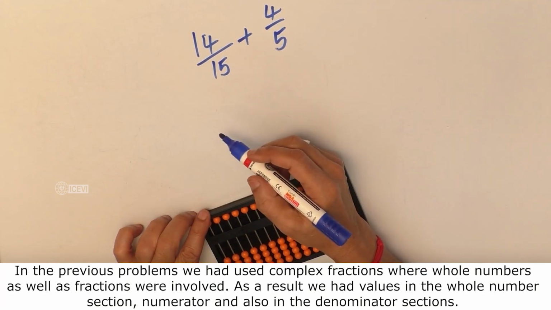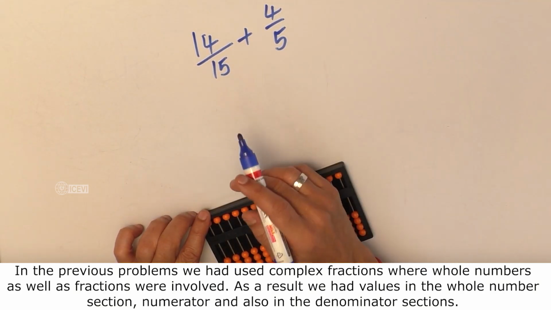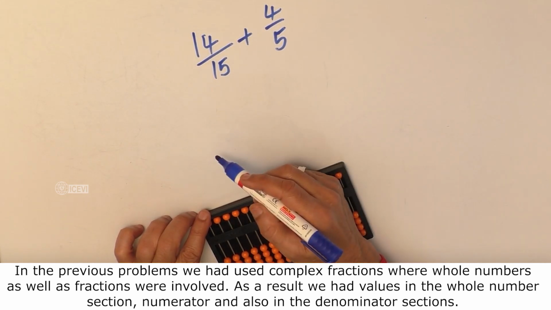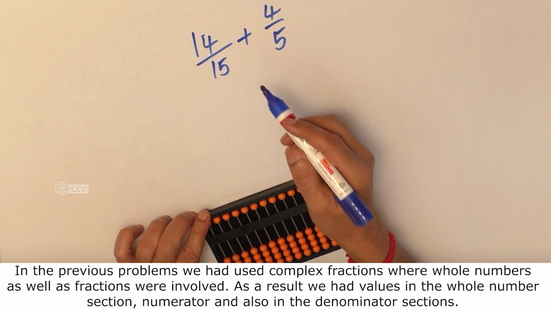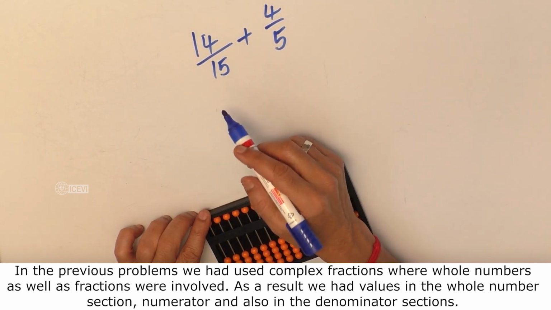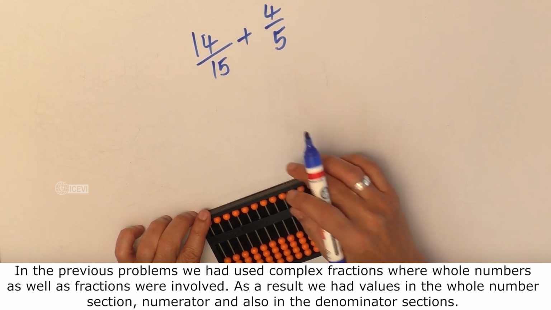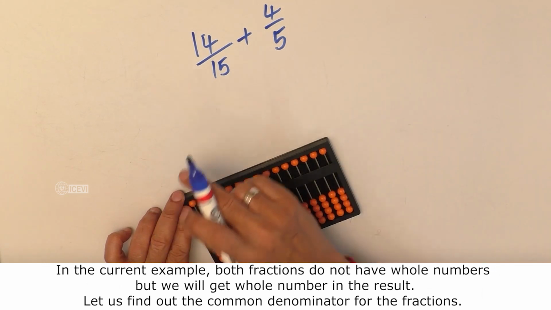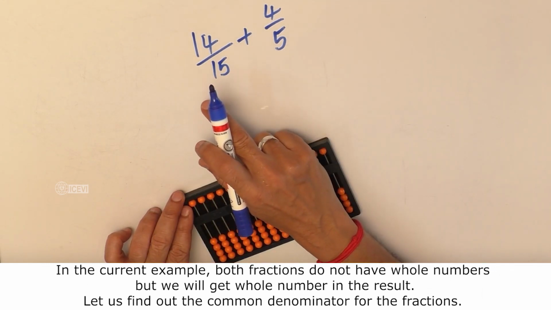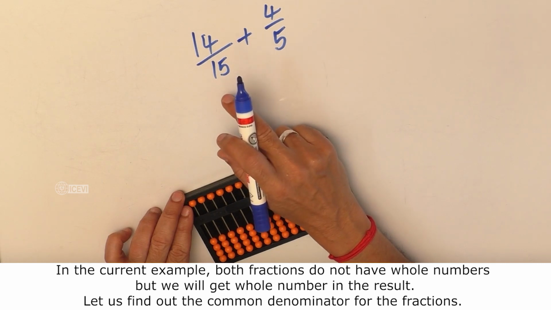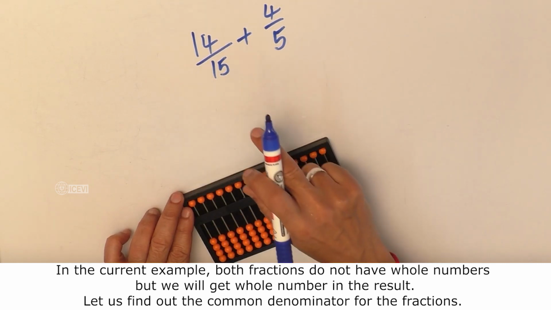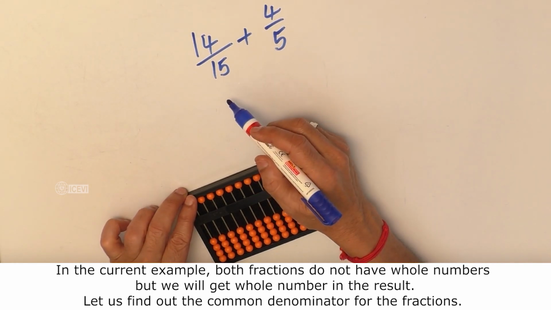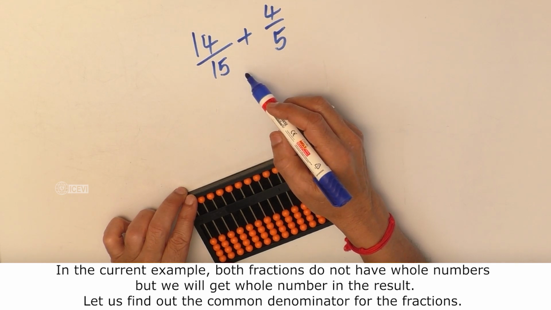In the previous problems, we had used complex fractions where whole numbers as well as fractions were involved. As a result, we had values in the whole number section, numerator, and also in the denominator sections. In the current problem, both the fractions do not have whole numbers, but we will get a whole number in the result. Let us find out the common denominator for the fractions.